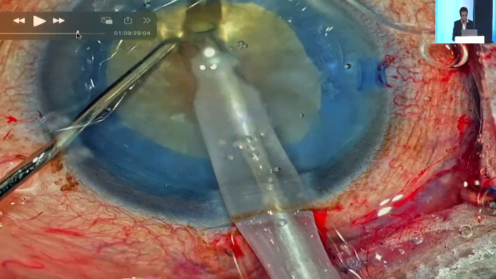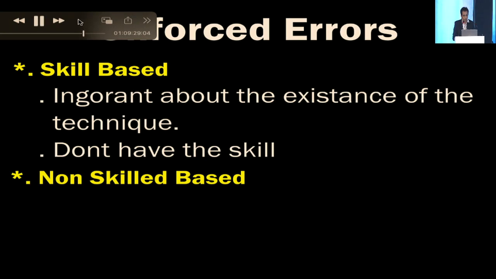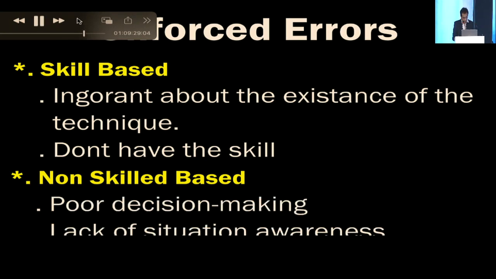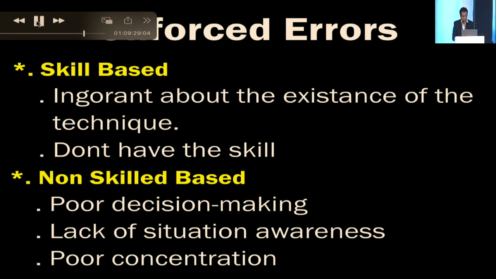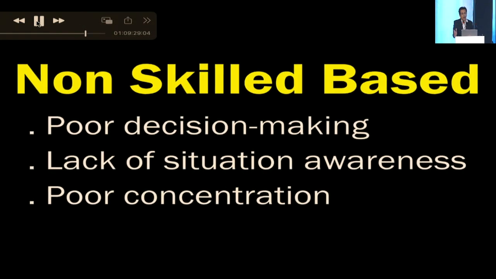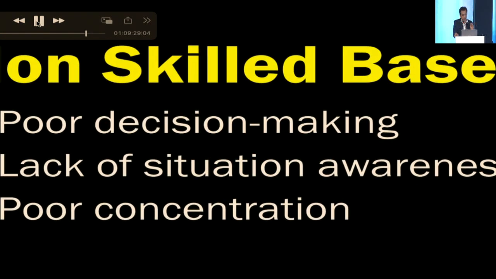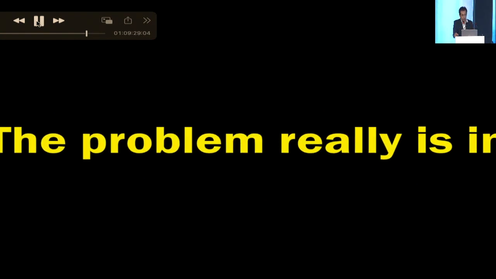For the shortage of time, I'd just like to conclude so that we can have some time for discussion. So unforced errors can be skill-based or non-skill-based, and I would like to really emphasize that you first get your knowledge right, and then focus on developing your non-skill-based acts. Decision-making, lack of situational awareness and drops in concentration level are the most common reasons for complications happening.